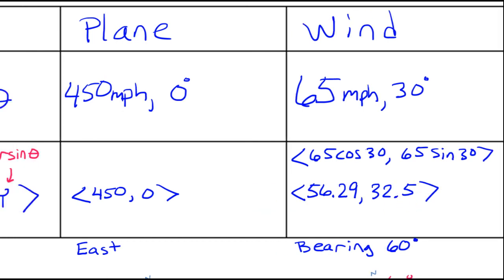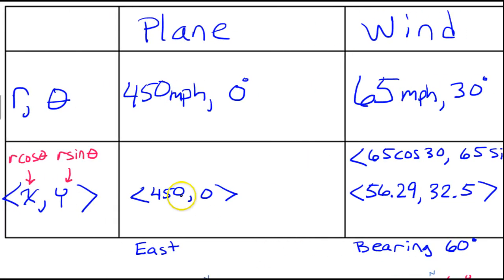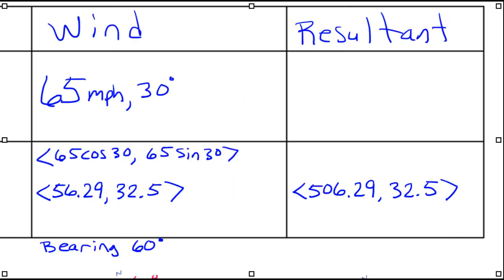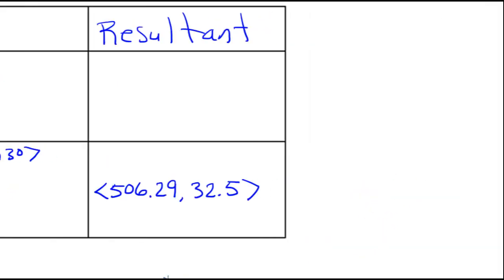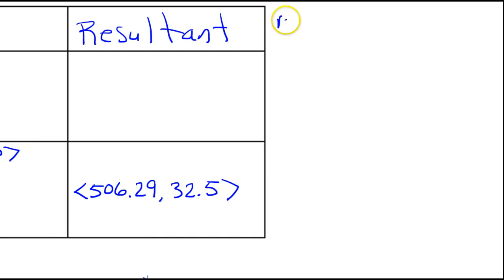So now that we have both vectors written in component form, we can find the resultant by adding these vectors together. We'll just add the horizontal with the horizontal and the vertical with the vertical. So the resultant vector has a horizontal component 506.29 and vertical component 32.5. But what we need is magnitude and direction. So let's slide off to the side and calculate the magnitude.